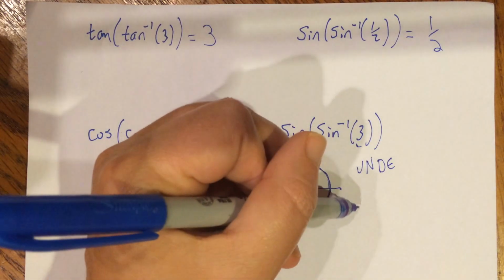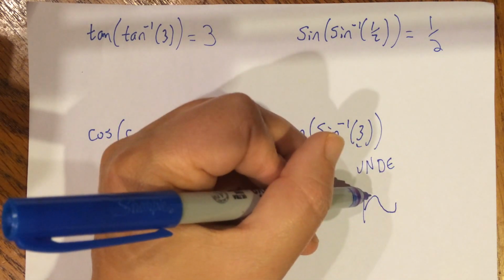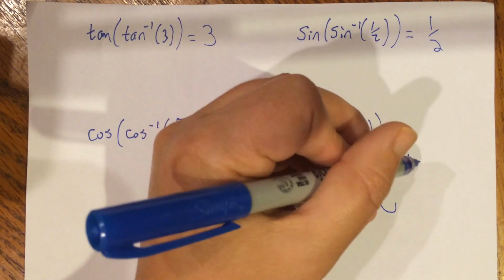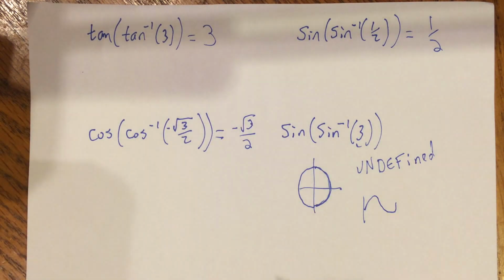And again, think of your sine curve. Looks like that. The lowest it gets to is -1, the highest it gets to is 1. So I can't have, since it's the inverse, I can't have a higher number than that in my domain. So that one's just going to be undefined.